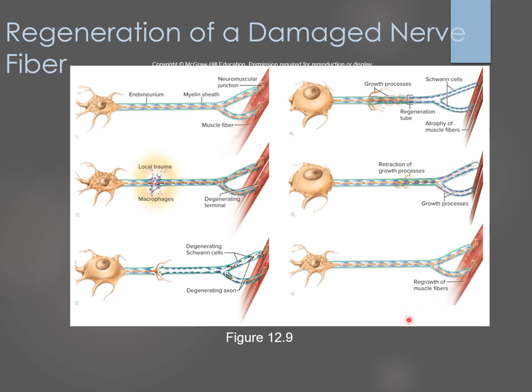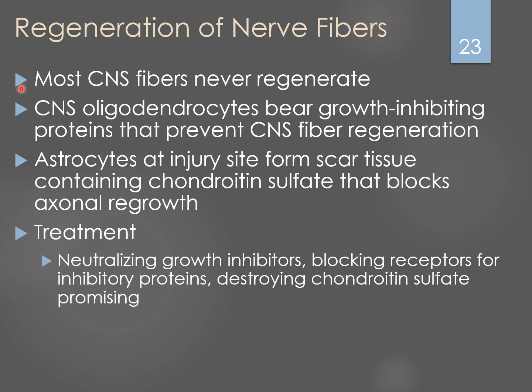And you have to know that this is in the peripheral nervous system, not the central nervous system. Students, in the central nervous system, we're not going to get regeneration. That's primarily because the oligodendrocytes have a growth inhibiting protein that keeps the fiber from regenerating. So the astrocytes are going to clean up the mess and are going to form scar tissue. So we will have permanent damage in the central nervous system.